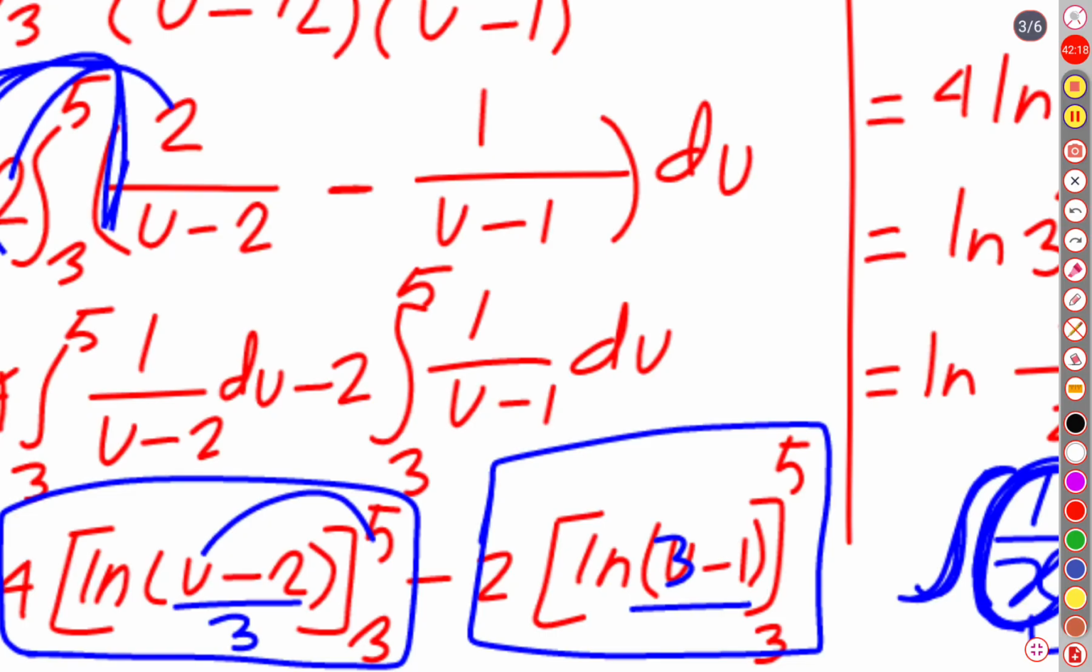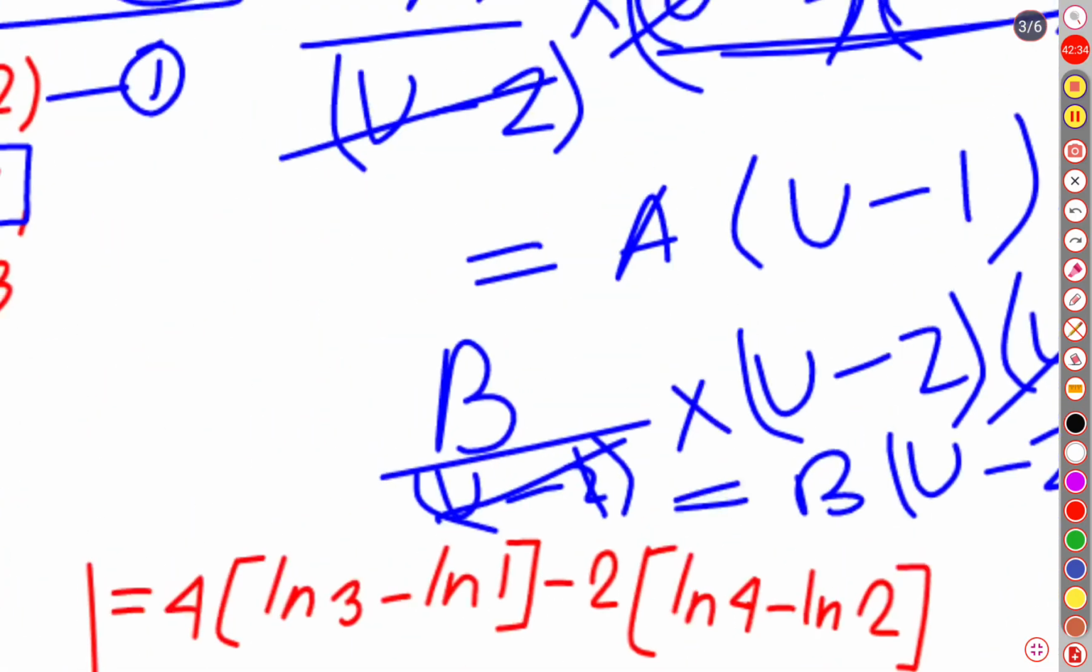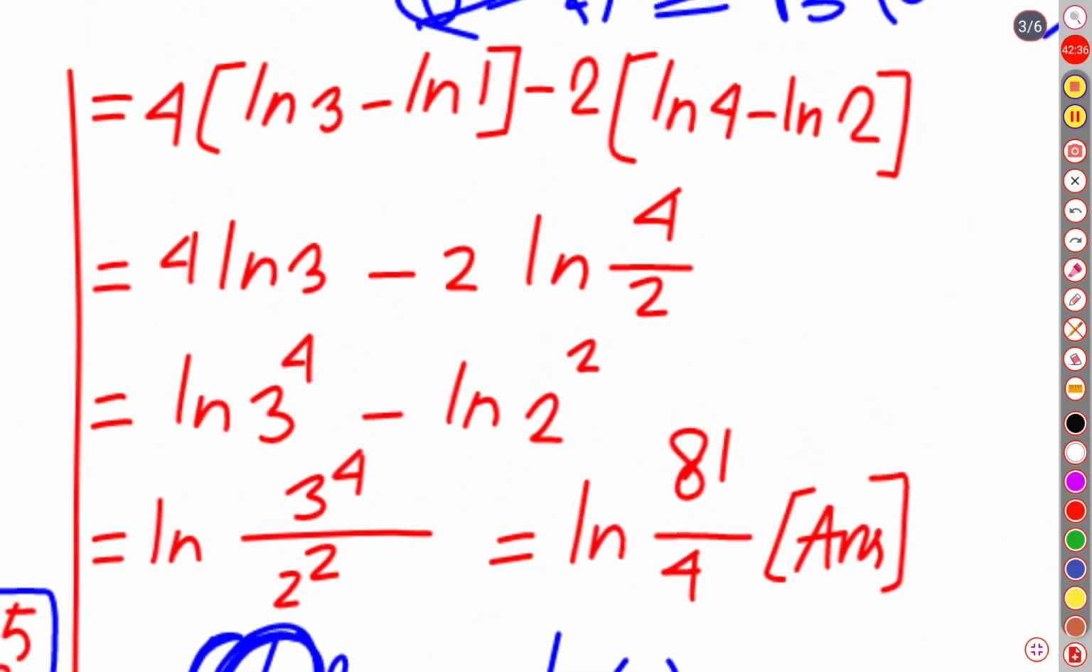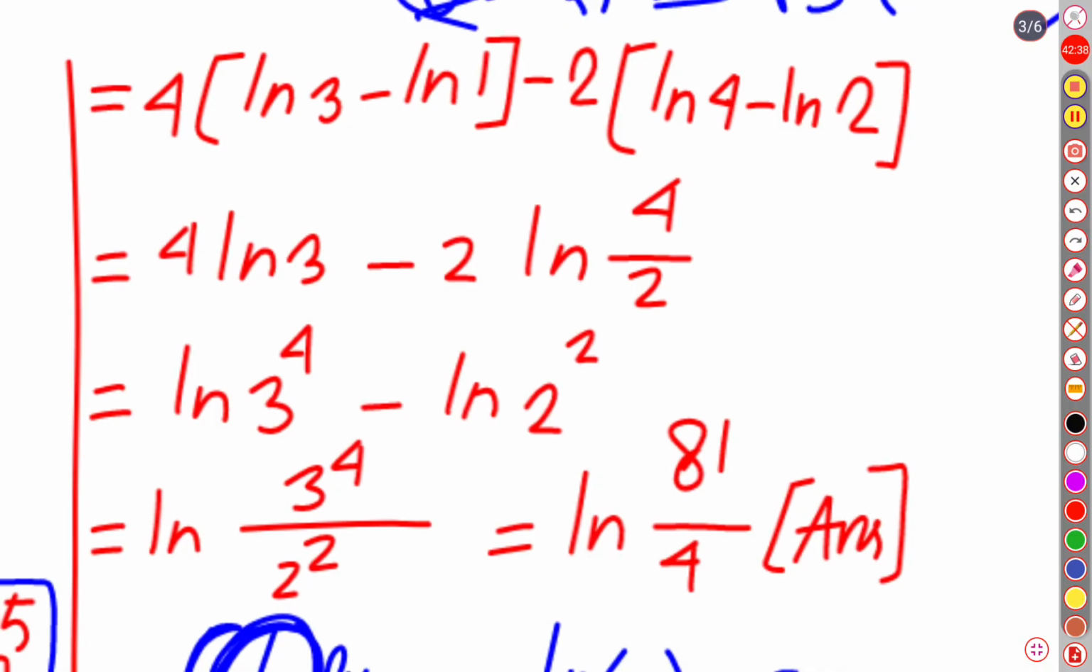Once again I am repeating, suppose this is 5. If it is 5, what will happen? 5 minus 2 is equal to 3, so it is ln 3, upper limit, minus the lower limit. If it is 3, 3 minus 2 is equal to 1, so ln 1. That means over here, first if we substitute 5 as the upper limit, it will be ln 3, then it will be ln 1. Same goes here, the first one was ln 4.